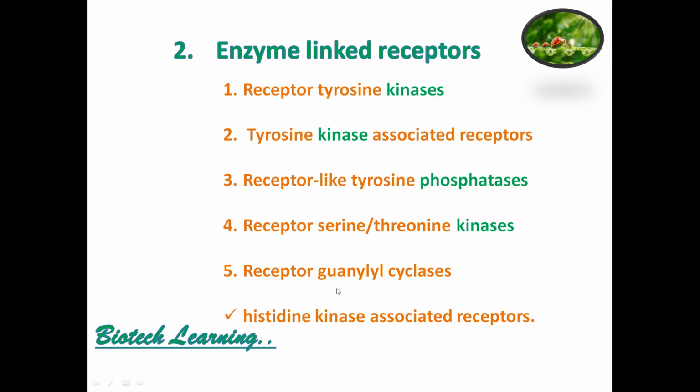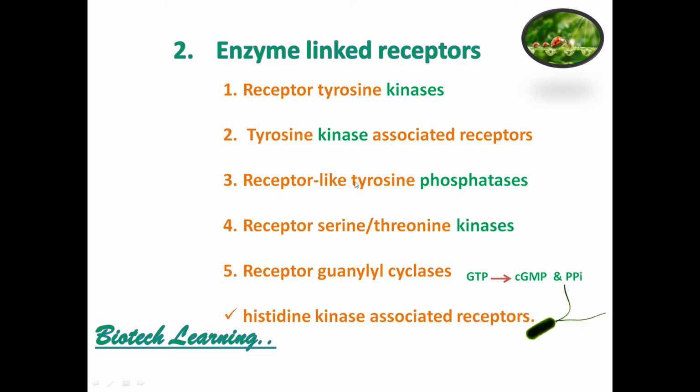Now what are guanylyl cyclases? These are enzymes that convert GTP to cyclic GMP and pyrophosphate. And histidine kinase associated receptors are mainly found in bacteria and fungi. So here you can see many families have kinases in them.